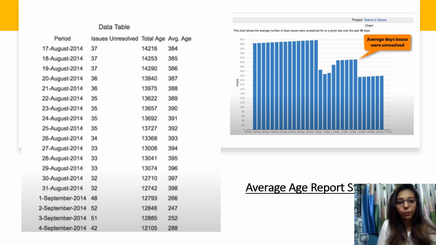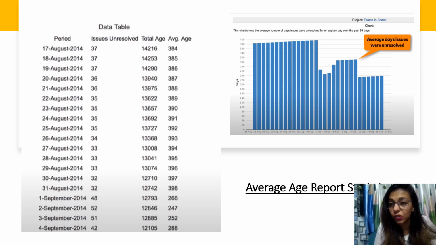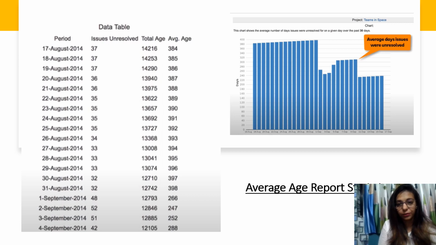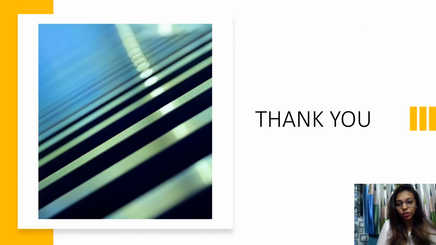Like here we have the period from 17th August till 4th September, the last 15 days. How many issues are resolved, or what is the total aging, and we can get the average age. So this represents days, and here we have the total amount, like 15 days, a month, like that. This graph will show the number of days issues were unresolved for a given day over the past 30 days. We have 30 days of records in this graph. So this is average age reporting.